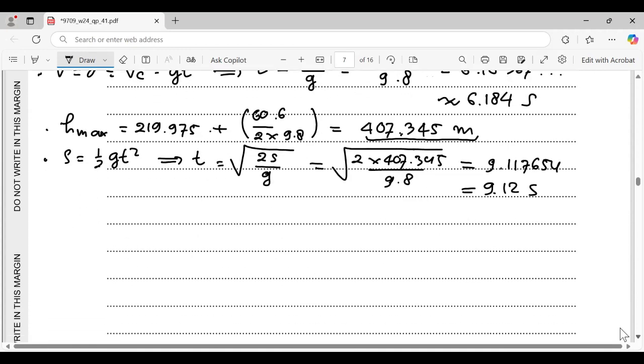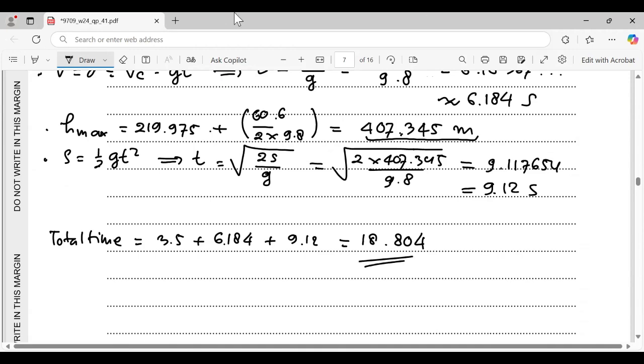And after that, we're going to calculate the total time. The total time equals 3.5 seconds plus 6.184 seconds plus 9.12 seconds, equals 18.804. So this is the result.